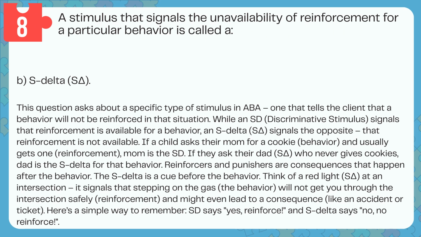Reinforcers and punishers are consequences that happen after the behavior. The S delta is a cue before the behavior. Think of a red light, S delta, at an intersection. It signals that stepping on the gas, the behavior, will not get you through the intersection safely, reinforcement, and might even lead to a consequence, like an accident or ticket. Here's a simple way to remember. SD says, yes, reinforce, and S delta says, no, no reinforce.